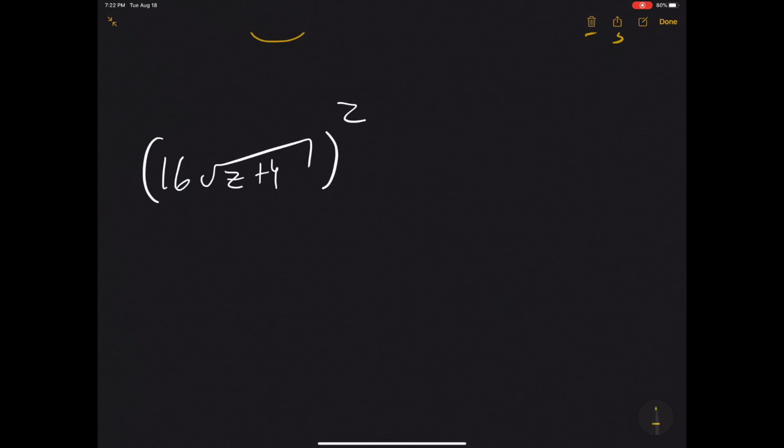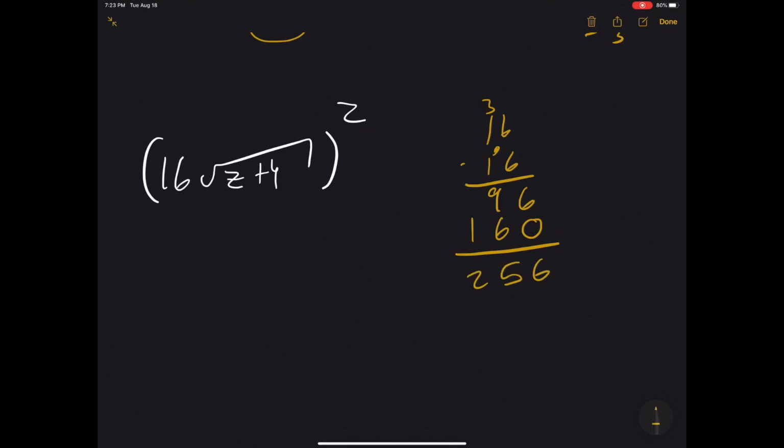The next piece of 14 is just to square everything here. If I square the 16, 16 times 16 is going to give me a 6, a 3, 6, 7, 8, 9. Add a 0. 6 times 1 is 6. 1 times 1 is 1. 160 plus 96 is 256. So I know 16 squared is 256.